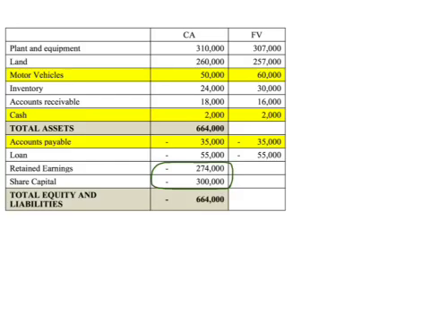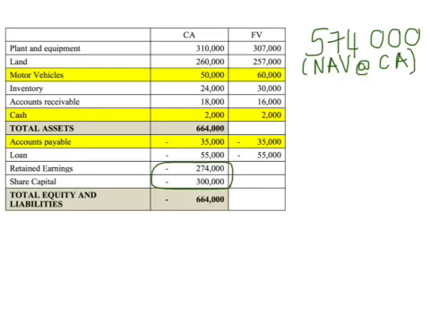And that's a total of $574,000, and that is our similar as our net value at carrying amount. So the net asset value as presented in the financial statements. What adjustments are then required to calculate from that figure the net asset value at fair value?